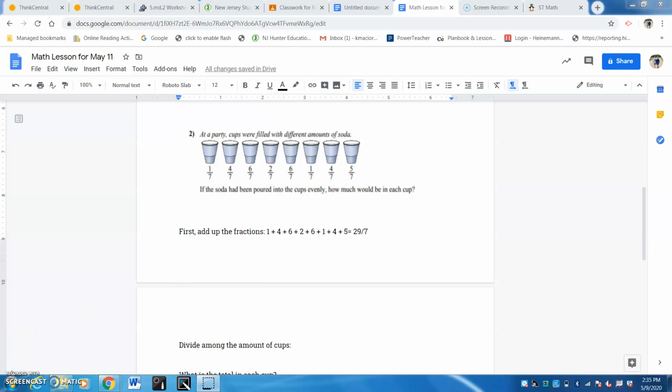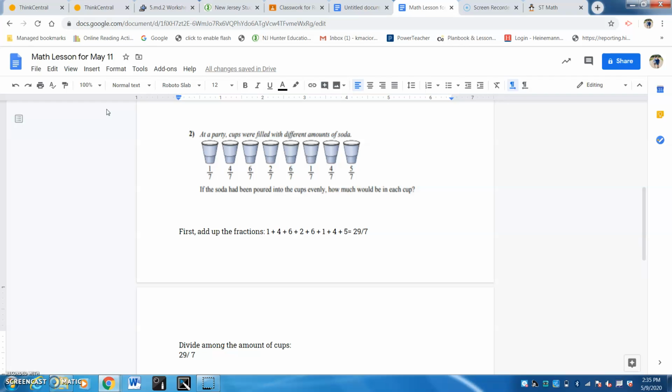Okay, so when you're coming back, you notice that you've taken all the numerators and you've added them up for a total of 29. Because the denominators were all the same, it becomes 29/7. So now you're going to take that 29/7 and you are going to divide them amongst the cups. So how many cups do we have? 1, 2, 3, 4, 5, 6, 7, 8. So you have 29/7 divided by 8.